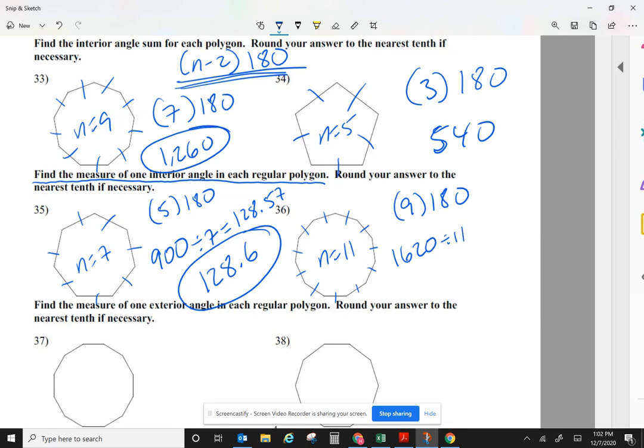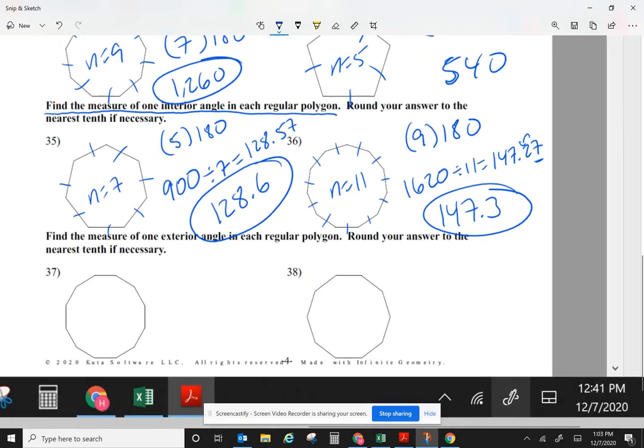Let me divide this by 11 because there's 11 to begin with. According to my calculator, I get 147.27. My second decimal place is big enough, right? 5 or more. So it brings the previous number up. So I'm going to say, in this case, I have 147.3.